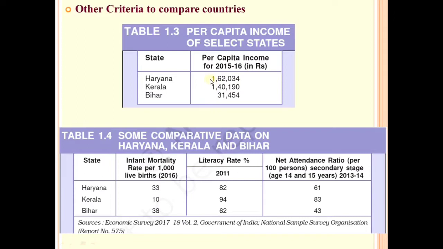But if we just compare per capita income, then we will not get the proper understanding of the reality, and hence apart from per capita income, other criteria should also be taken into account. Slightly lower per capita income but better performance in other criteria means more development.